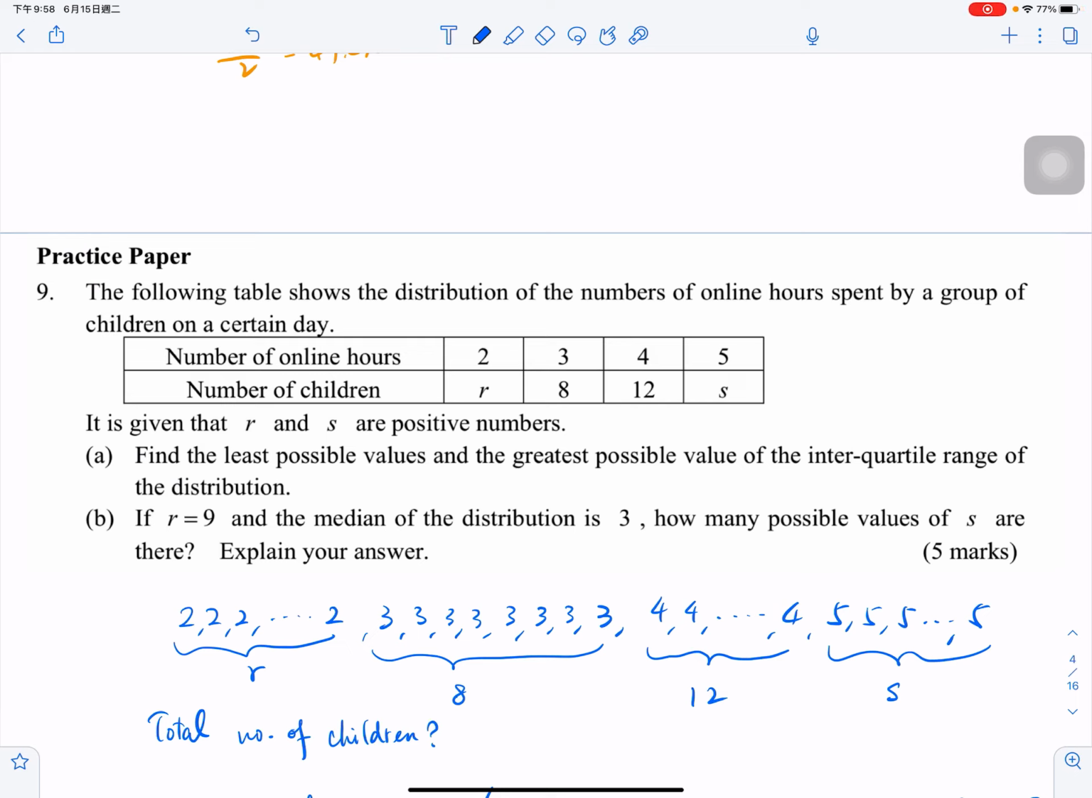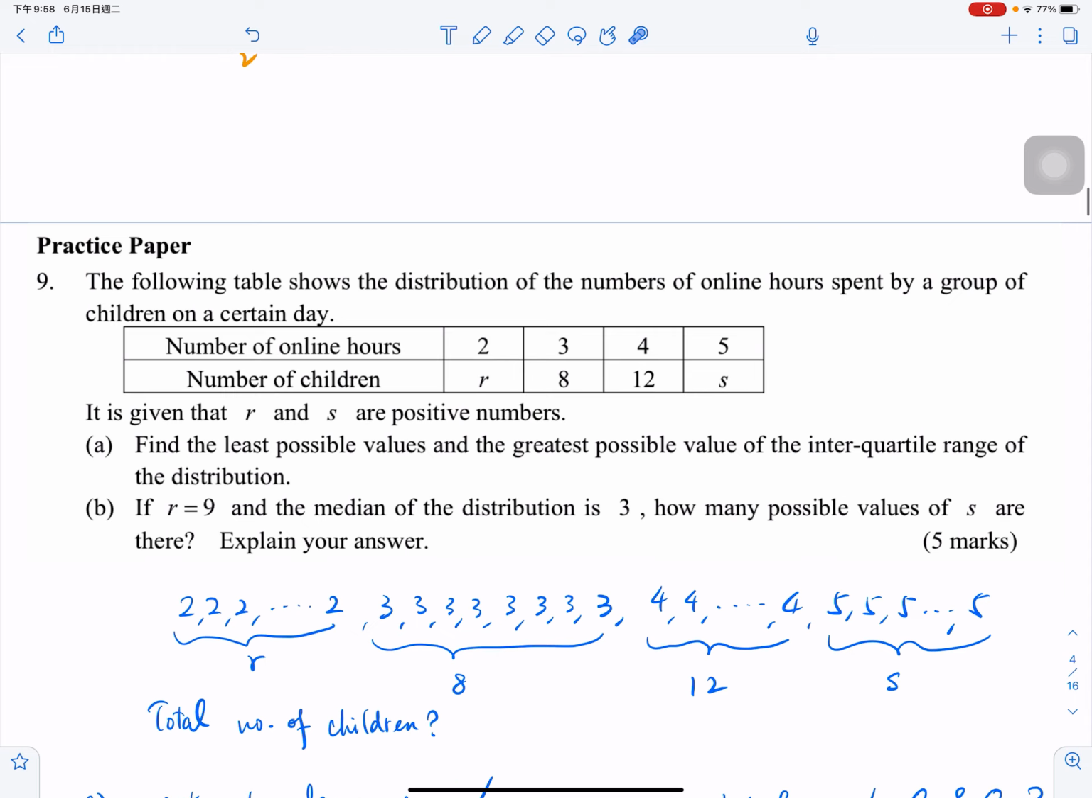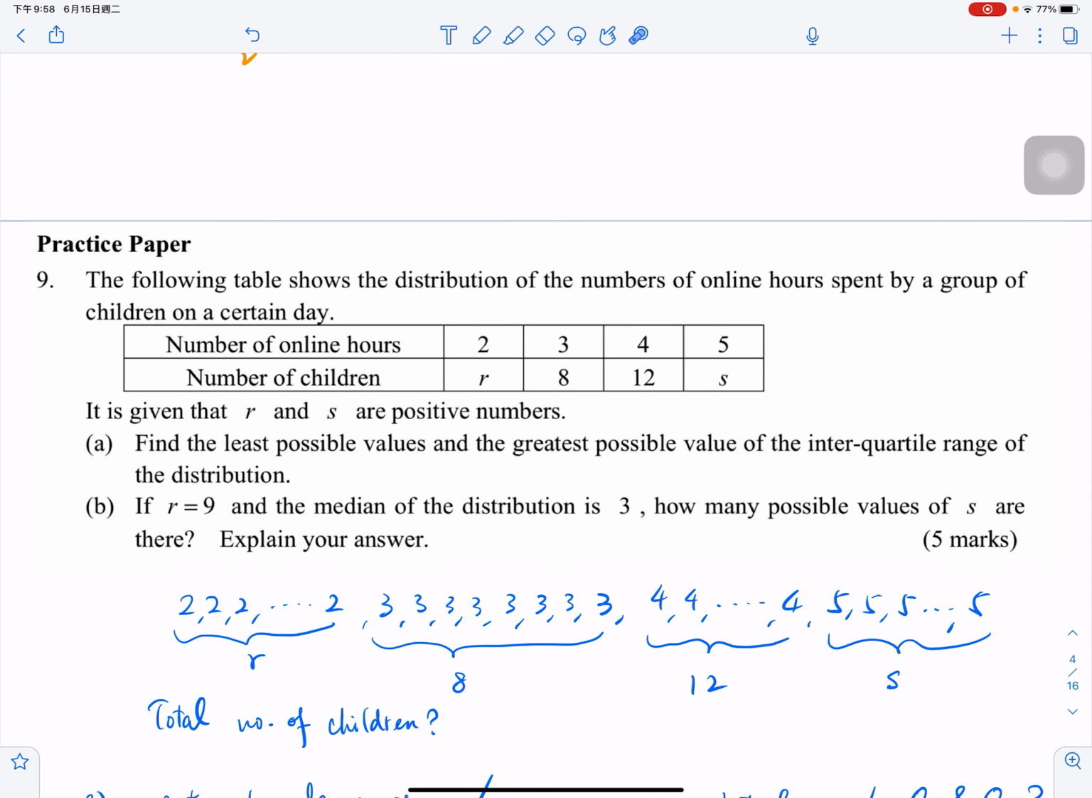Okay, now let's have a look at some DSE questions about statistics. We start from a practice paper. Okay, now have a look.